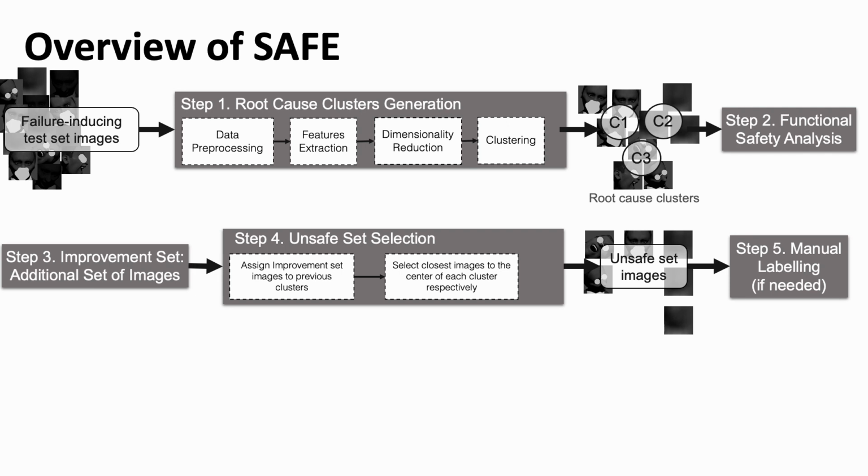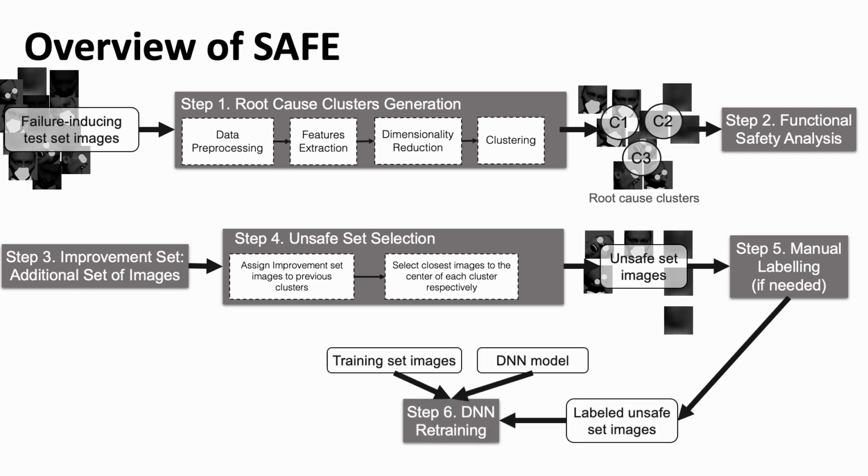In step 5, the engineer labels the images in the unsafe set, if needed. Sometimes labeling is needed because images come from the real world, so our approach reduces the cost associated with labeling. Other times, labeling is not needed because images can be generated by a simulator, and in this case, our approach is useful because it enables us to select a subset of the available images for retraining, which turns out to be a more effective way to retrain the DNN. Finally, in step 6, SAFE automatically retrains the model to enhance its prediction accuracy.